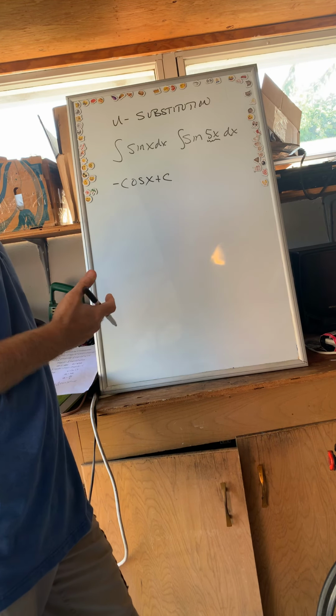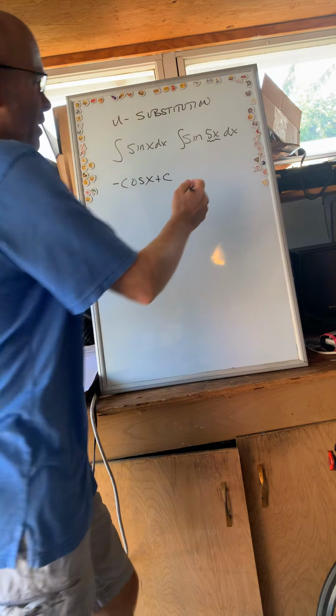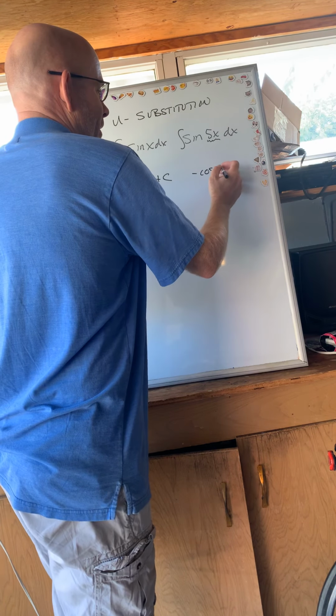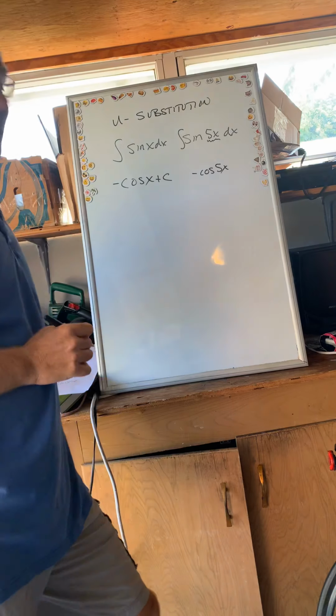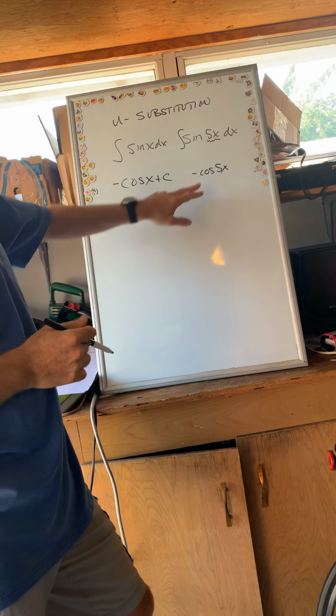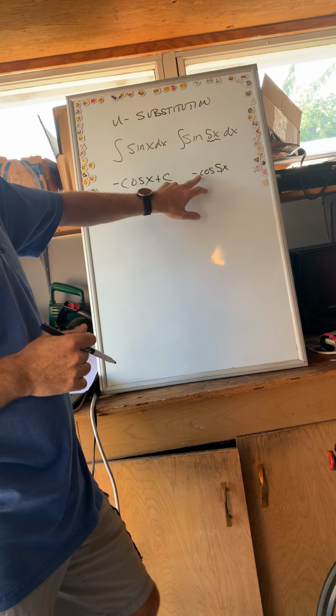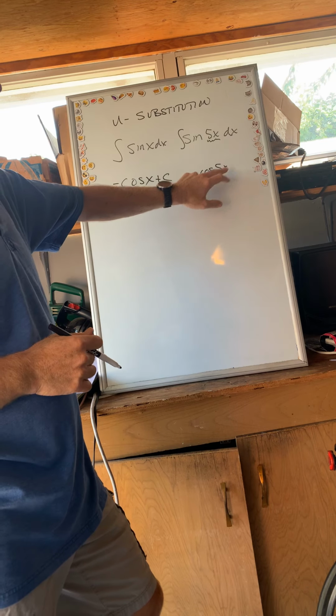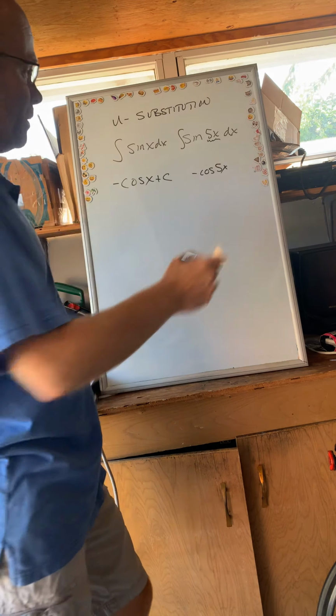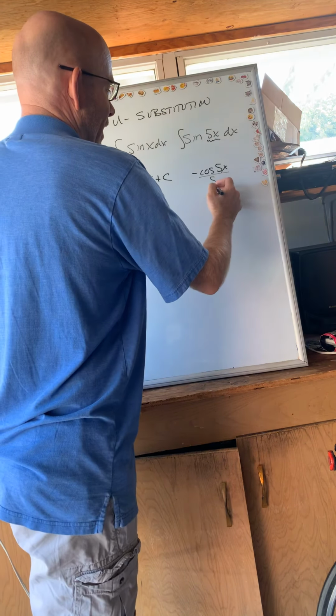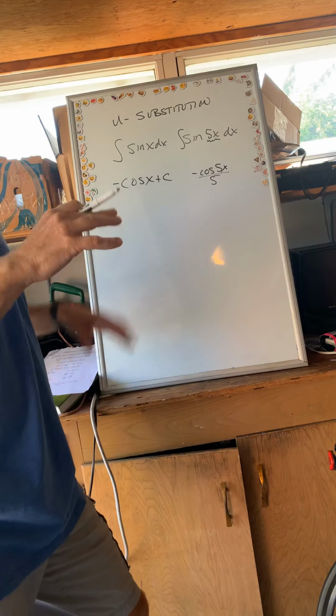Like you had to find a way to deal with this. You said, hey, well, I know that there's got to be a negative cosine 5x in this answer, but if I take this derivative, the derivative of this is going to be sine 5x times 5, which means my answer had to be divided by 5 to make it work out.